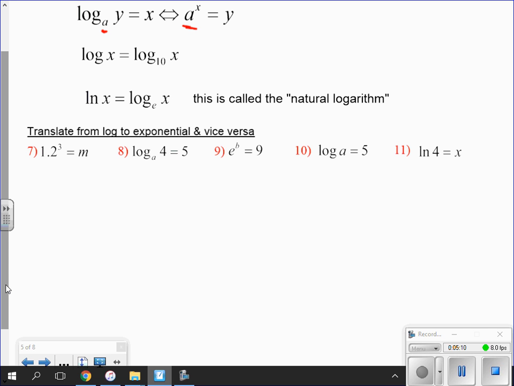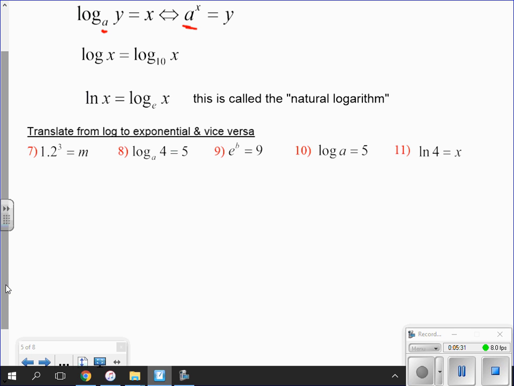So I have 1.2 cubed is equal to m. Now I'm not solving for m, because if I were solving for m, what would I do? I'd take 1.2 on my calculator and cube it. Okay, that's what I would do. I'm not solving for m. The idea is to rewrite this as a logarithm. It's really actually a lot easier than it looks.